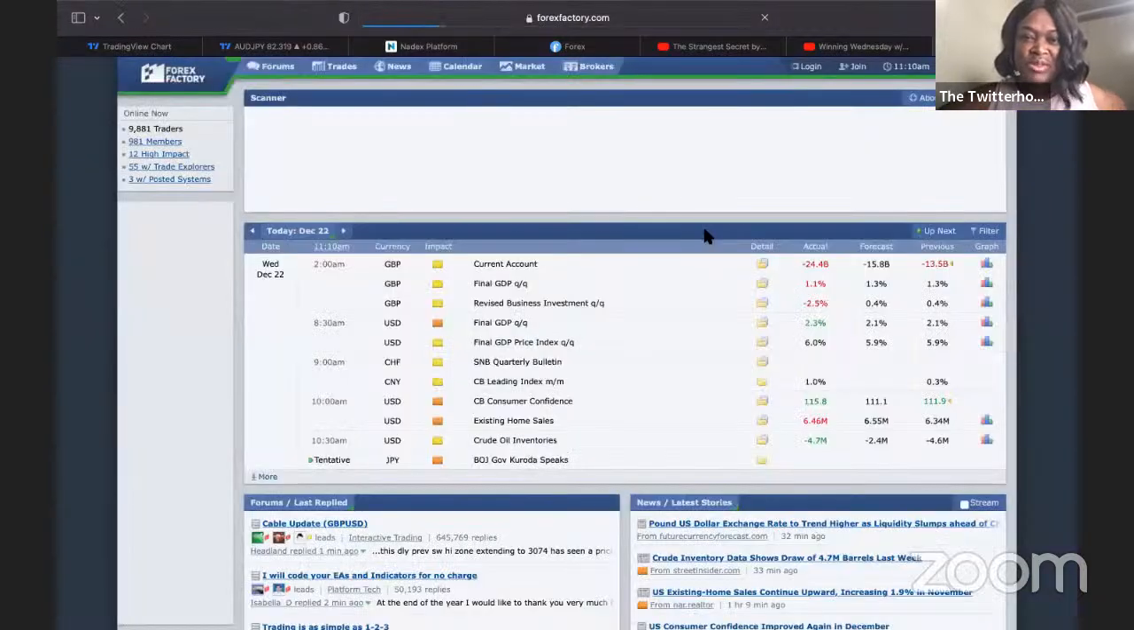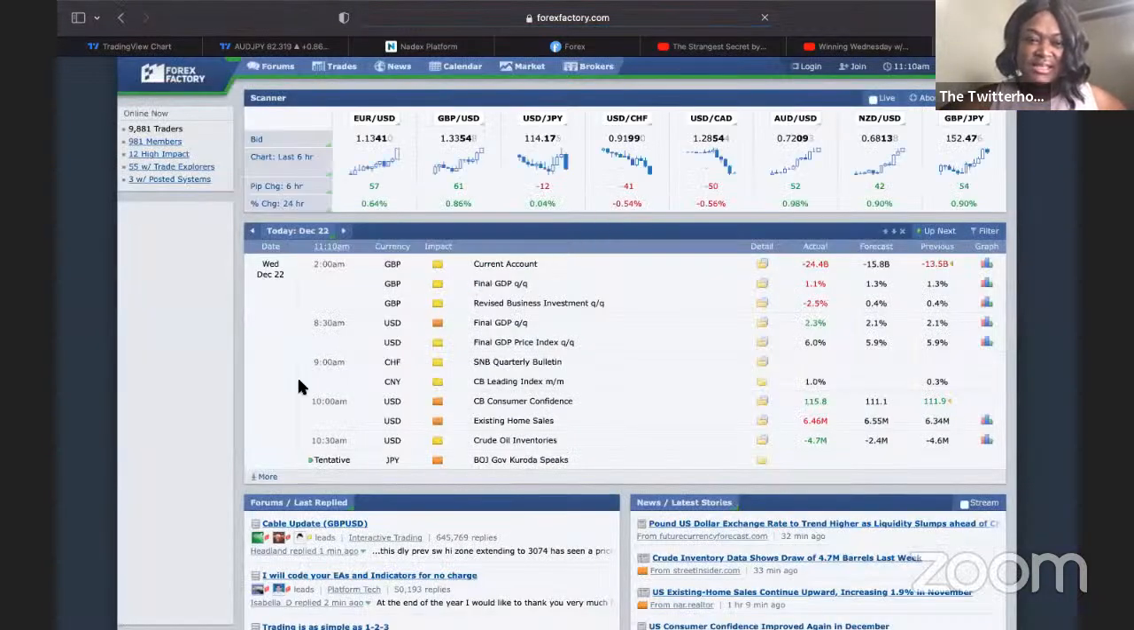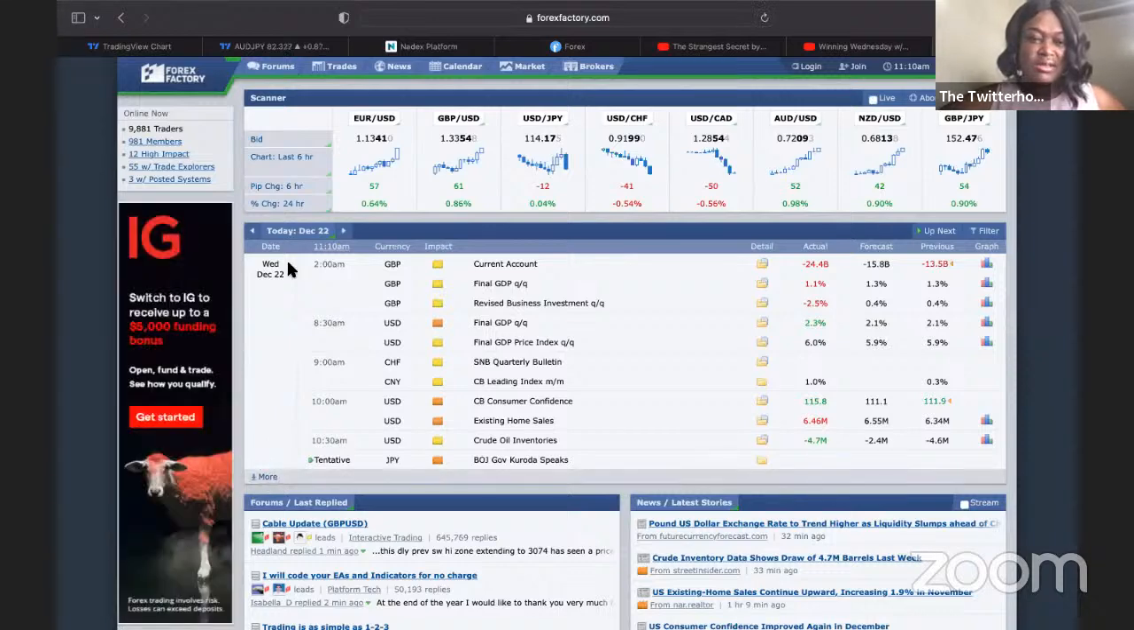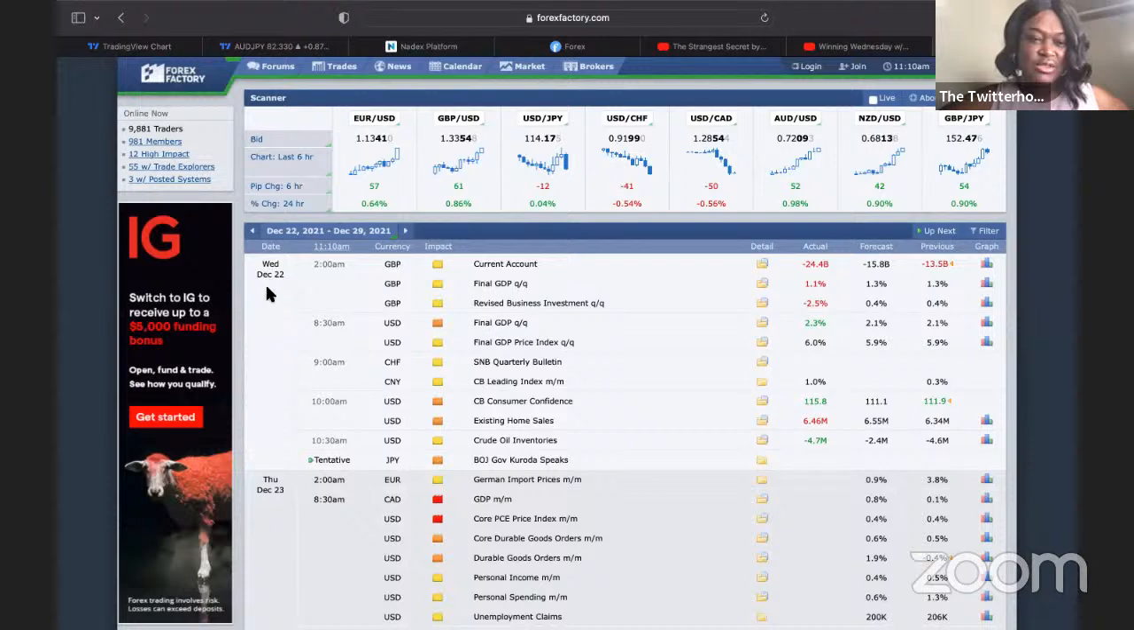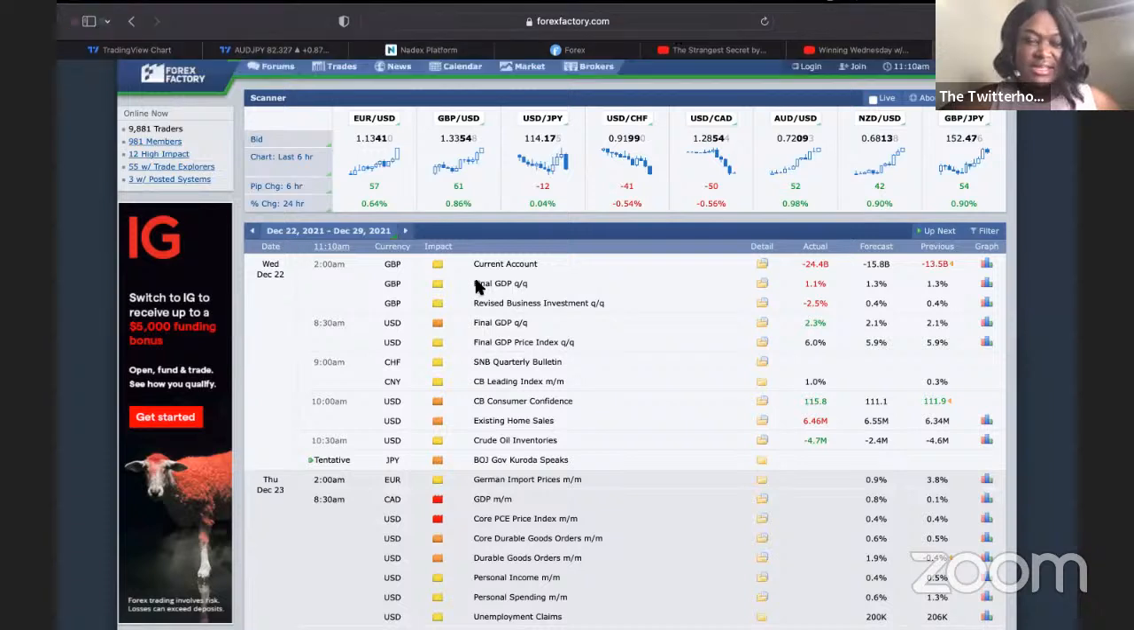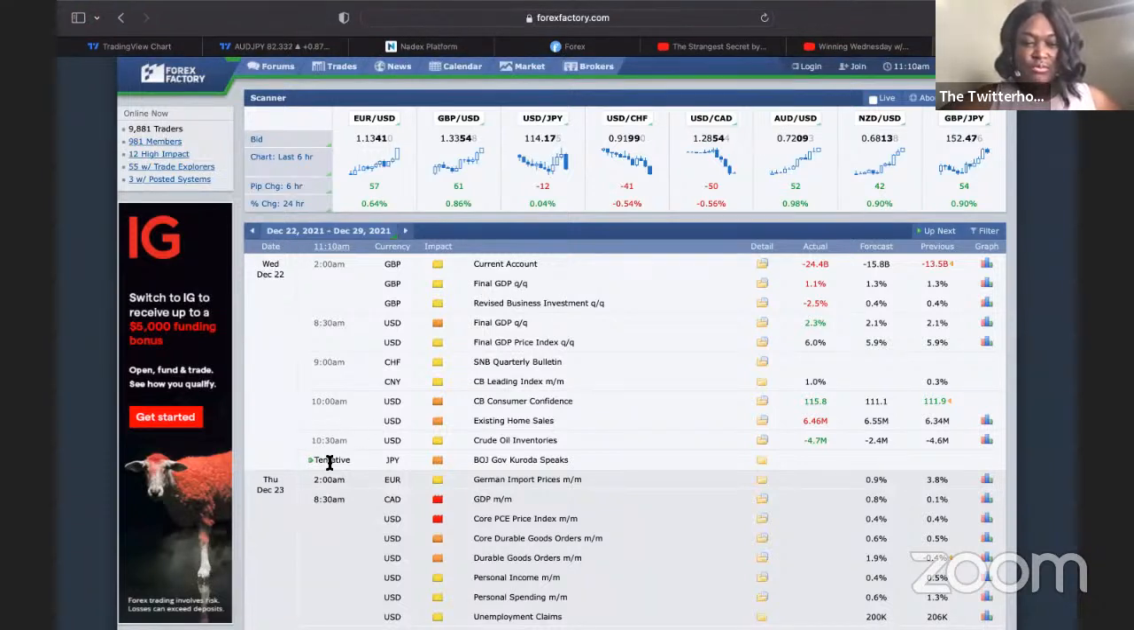forexfactory.com. All right, so the date today is Wednesday, the 22nd of December, and it's 11:10. There is nothing going on as of right now. The last news event was at 10:30. There were two orange folders on the US dollar at 10 a.m., and a yellow folder at 10:30. But outside of that, there really is nothing.